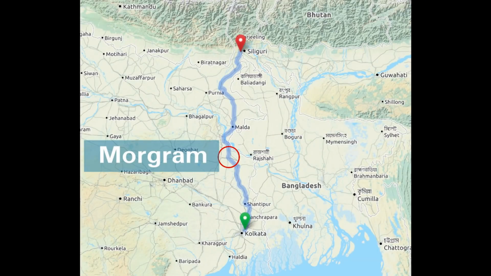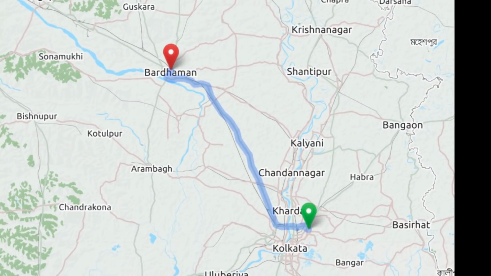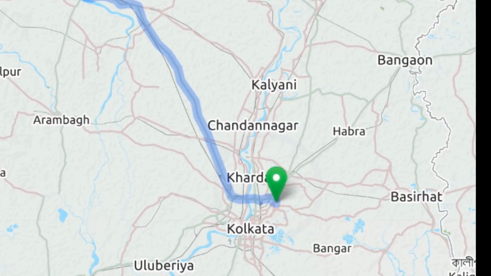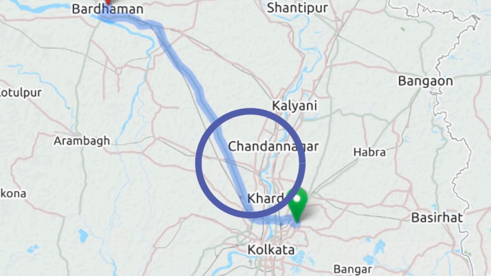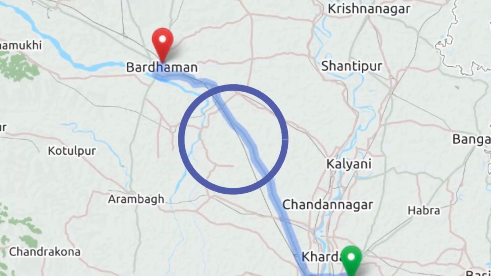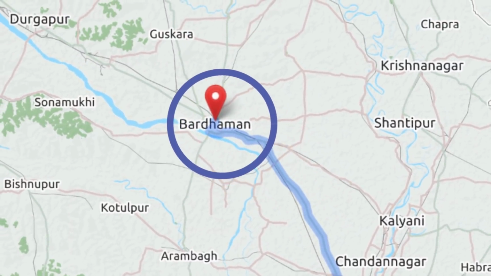In the route map, let me mark two places. The first one is Morgram and the second one is Raiganj. In the first route, you take the Belgharia Expressway from Kolkata Airport, which would connect you to the Durgapur Expressway at Dankuni. Durgapur Expressway is now numbered NH19. The old number was NH2. From Dankuni, you drive towards Palsit, followed by Shaktigarh, to reach Bardhaman.